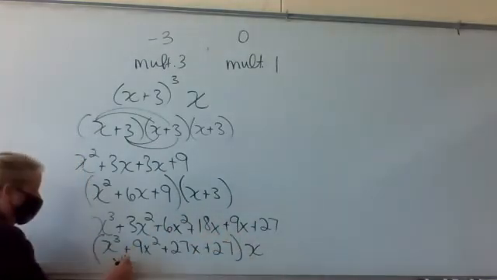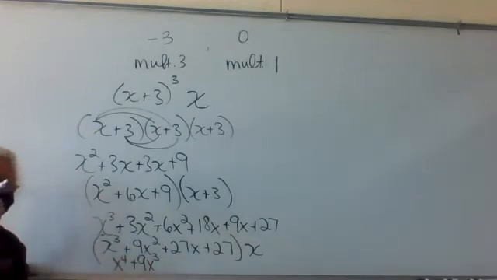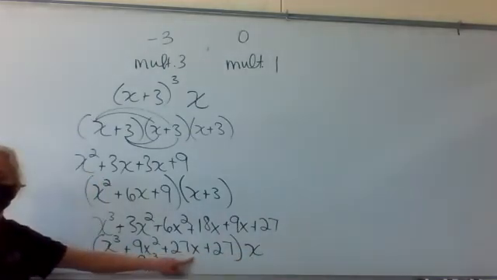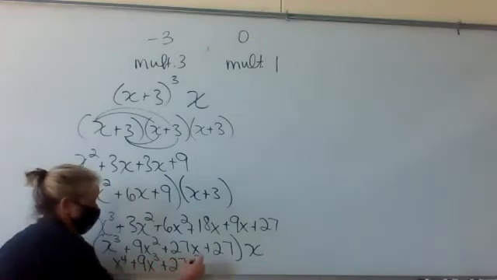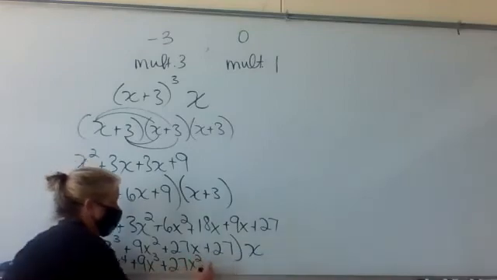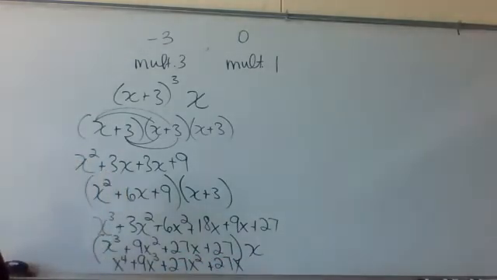X times 9x squared, so that'll just make that 9x to the third. X times 27x, we'll just turn that into 27x squared. And x times 27 just turns that to 27x. And now you're done with that.